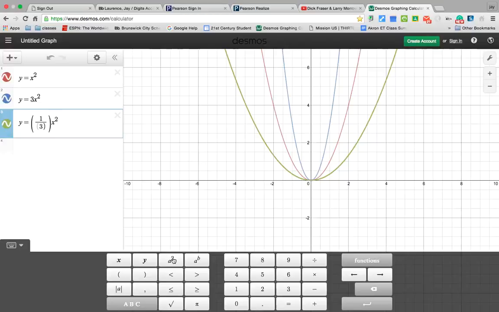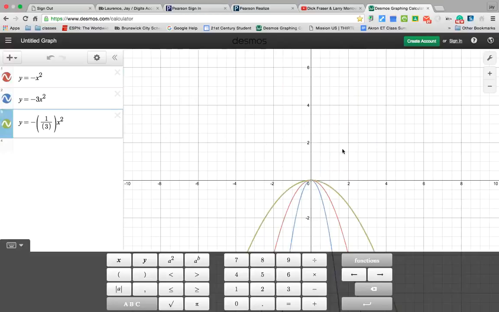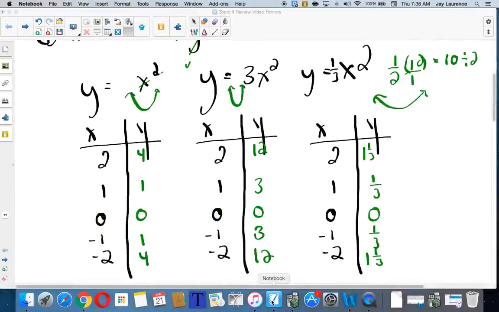And when I had a less than 1 and greater than 0, it got even wider. Now, what's going to happen if I make these negative? The only thing that's going to happen is the parabolas are going to flip. They're still going to keep their thickness, or their width. That's not going to change.